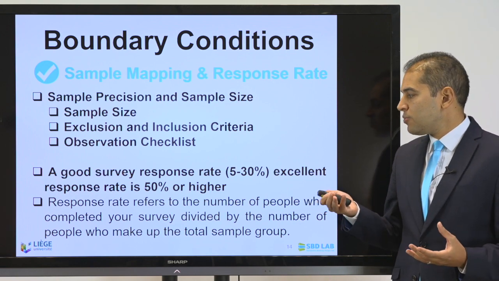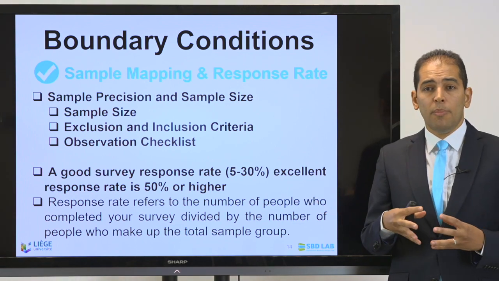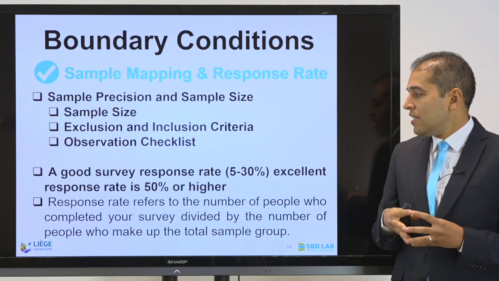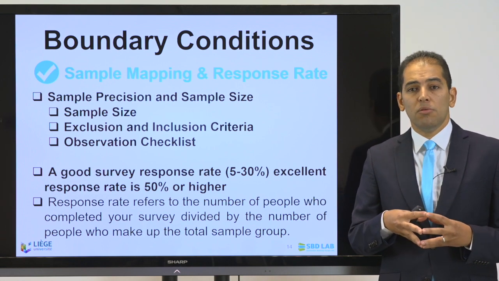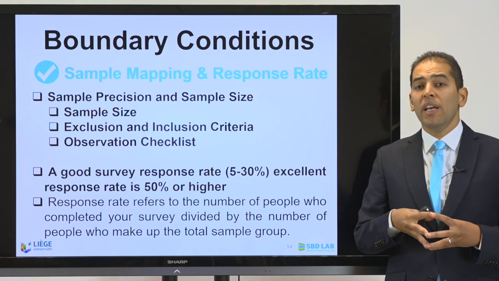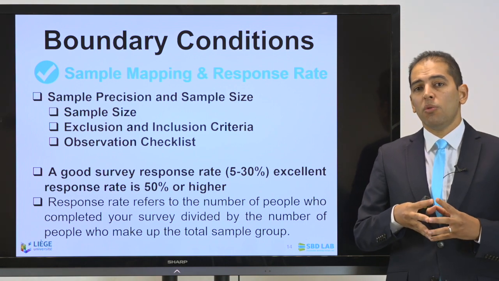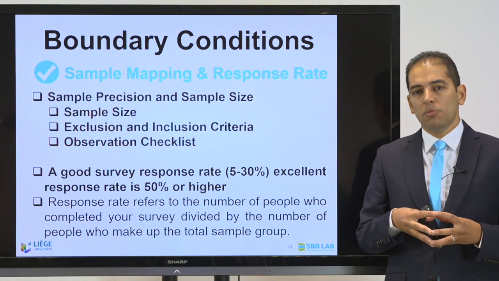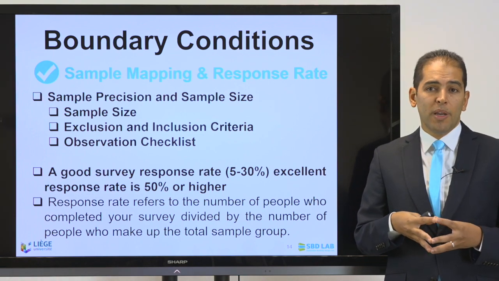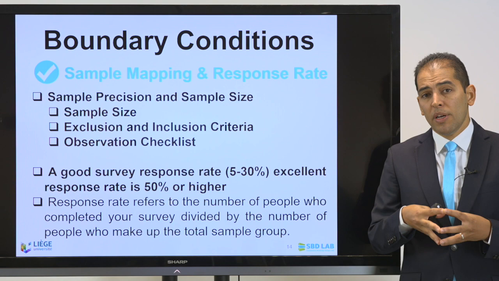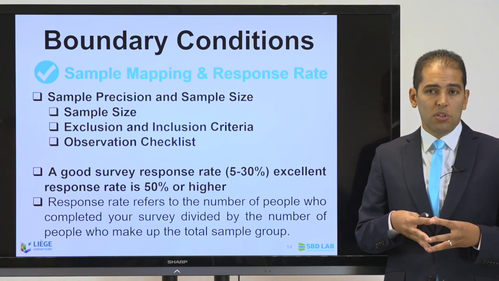So a good survey response rate could vary between 5% to 30%. This is basic information, and an excellent response rate is 50% or higher. So you need to always expect that you will have a very low response rate. In reality, it is most of the time under 10%. But if you are well prepared, and if you did a very good recruitment and launched your survey in very good conditions, and you maybe have a good budget for it, you can increase these low rates of 5% up to 30%.